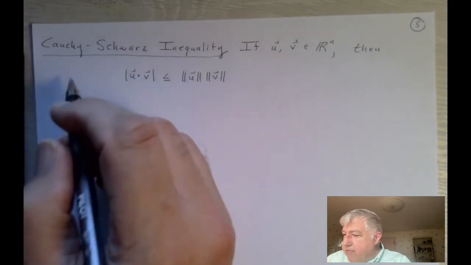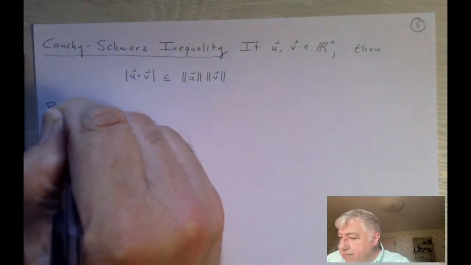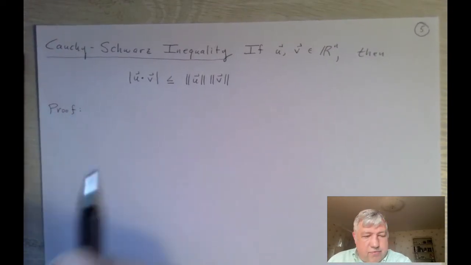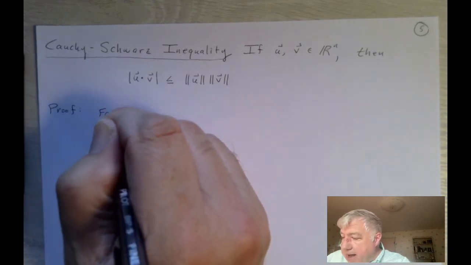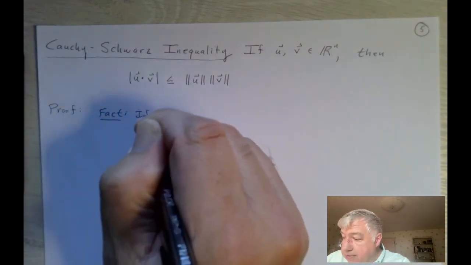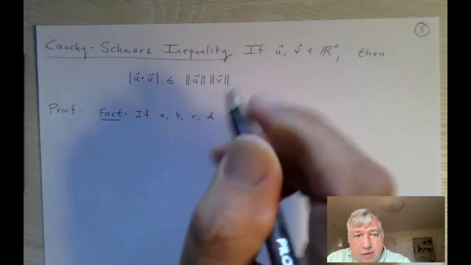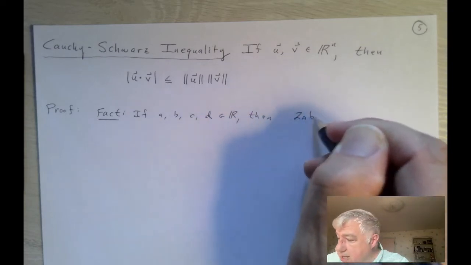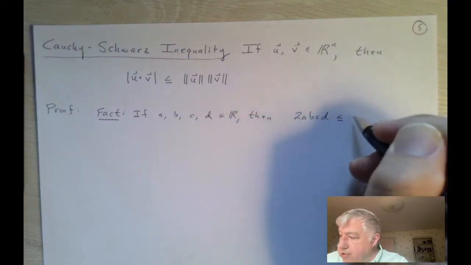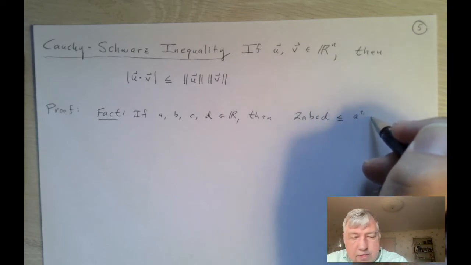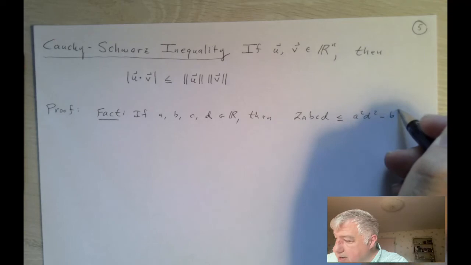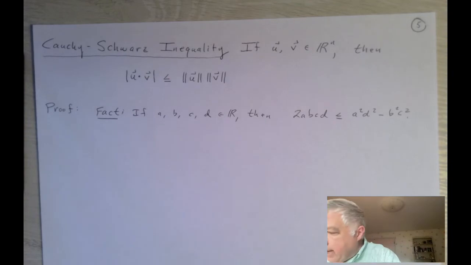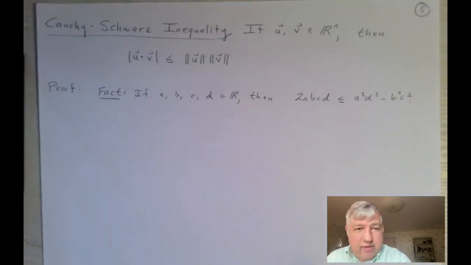So here's our proof. We want to start out by knowing this fact: if A, B, C, and D are real numbers, then 2ABCD is less than or equal to A squared D squared plus B squared C squared. And this is not a fact that you probably think about every day, and I don't either.